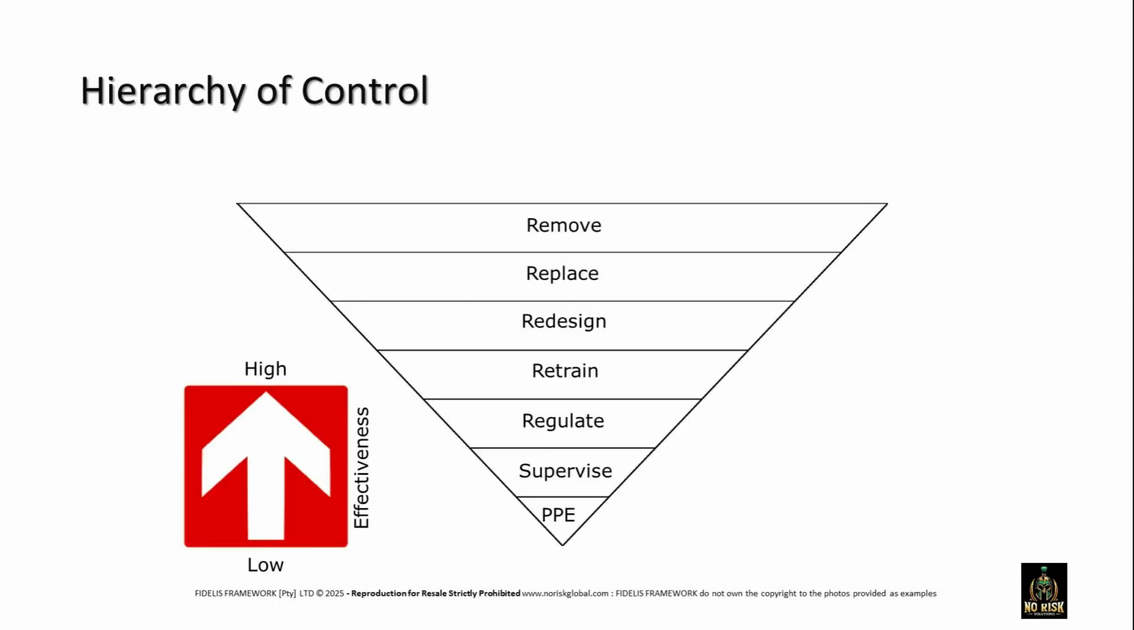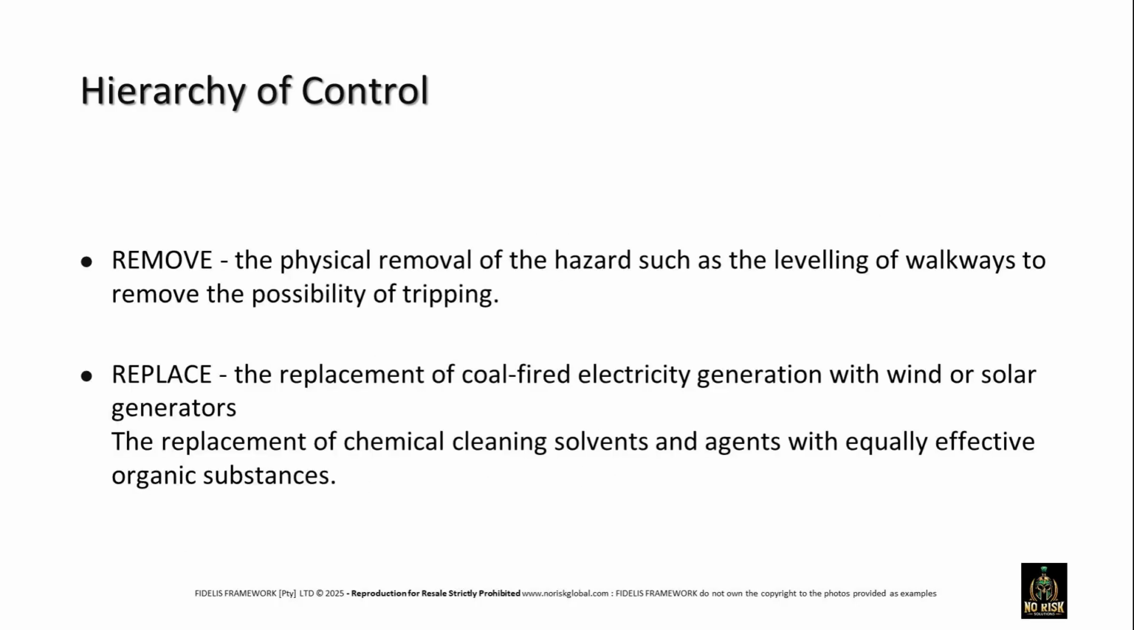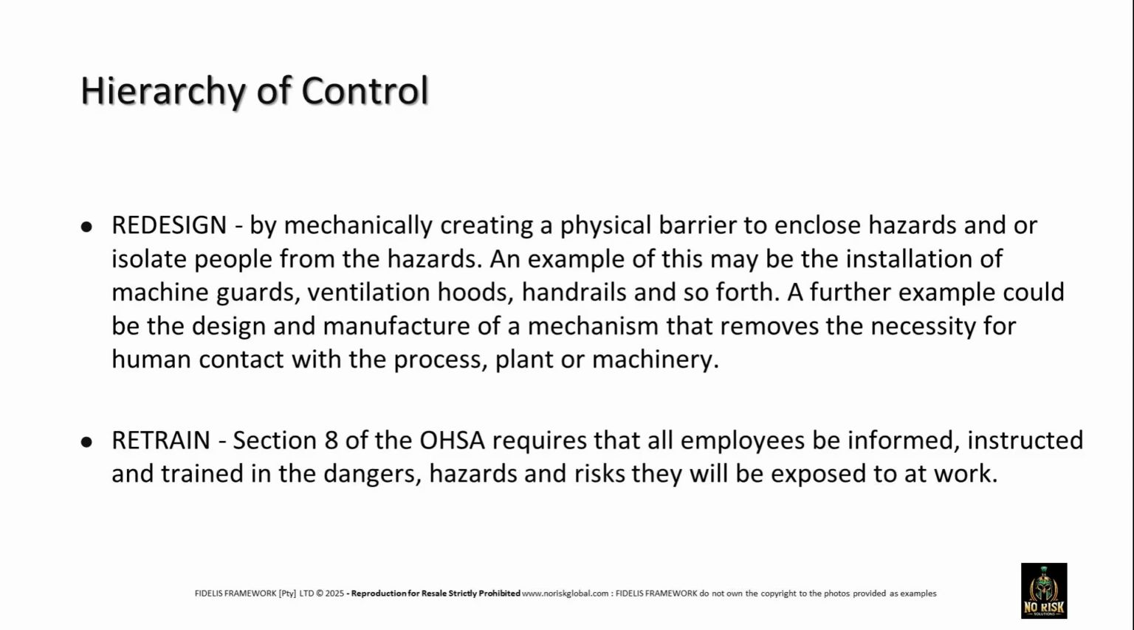The hierarchy of control is a systematic approach to managing workplace hazards. It prioritizes methods from most to least effective, starting with removing hazards and ending with personal protective equipment. Removing hazards involves eliminating them entirely, such as leveling walkways to prevent tripping. Replacing involves substituting hazardous elements with safer alternatives, like using wind or solar power instead of coal. Redesigning involves creating barriers or mechanisms to reduce hazard exposure, like installing machine guards.